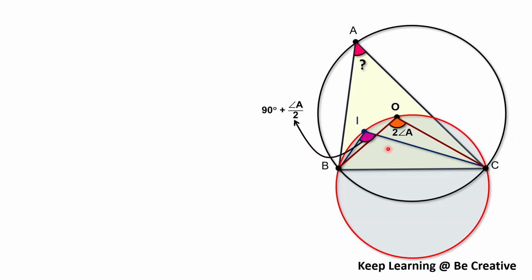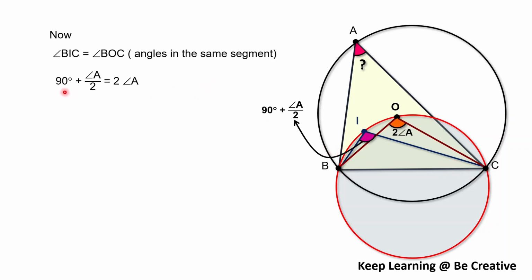Now you can see that on this red circle we have a chord BC which is subtending angle BIC and angle BOC. So we know that angle BIC will be equal to angle BOC, as they are angles in the same segment. We substitute the values of angle BIC and angle BOC, they will be equal, and on simplifying we get angle A as 60 degrees. So this is angle BAC, which will be 60 degrees. That's the required answer for this question.